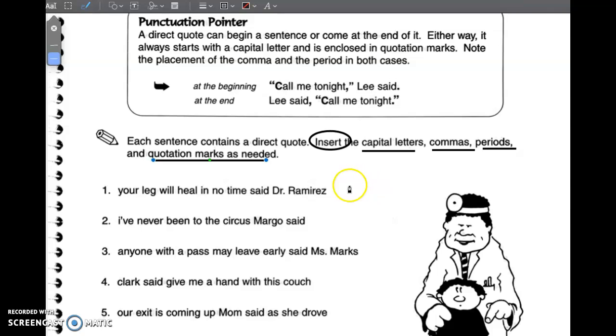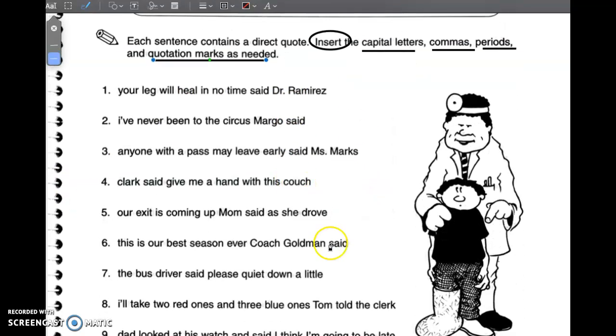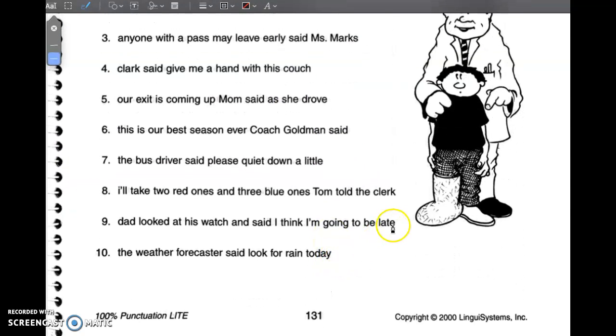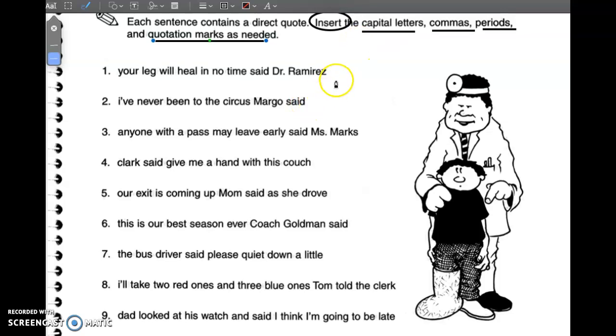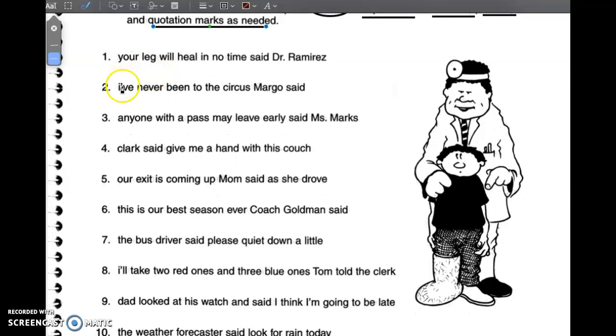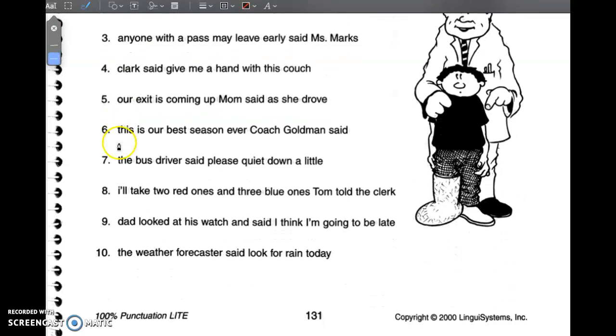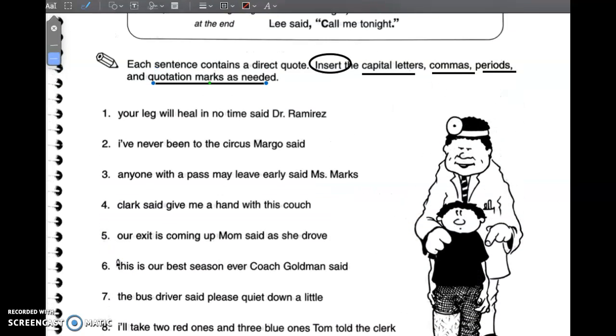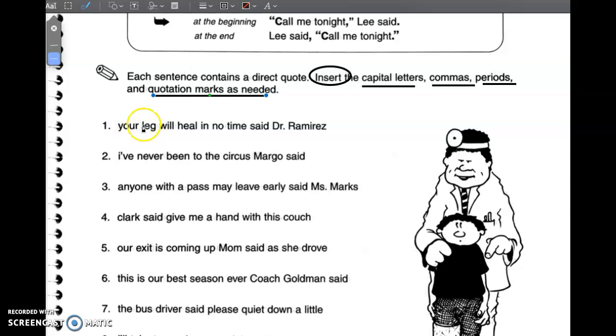Okay, so let's take a look. As I'm looking through here, I'm already noticing that none of these sentences end with punctuation. So you're going to always put the punctuation at the end of all of these sentences. I'm also noticing that none of these sentences begin with a capital letter. That's something you will also have to edit.